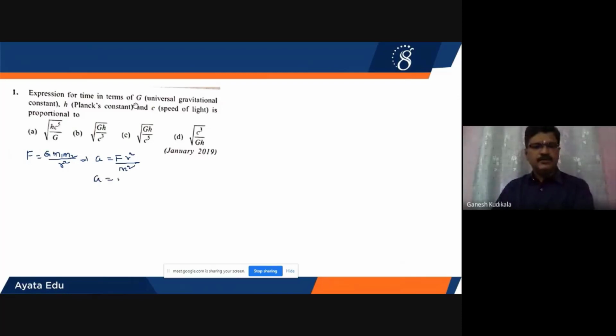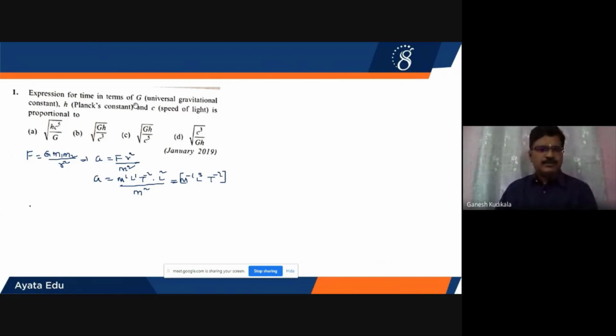Using the dimensions of force, it is M^1 L^1 T^-2, into r squared, which is L squared, divided by mass squared, which is M squared. On simplifying, 1 minus 2 becomes M to the power of minus 1, L to the power of 1 plus 2 becomes 3, and T to the power of minus 2. So this is the dimensional formula of the gravitational constant.